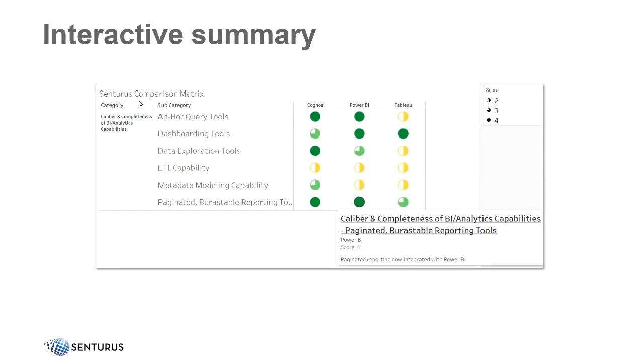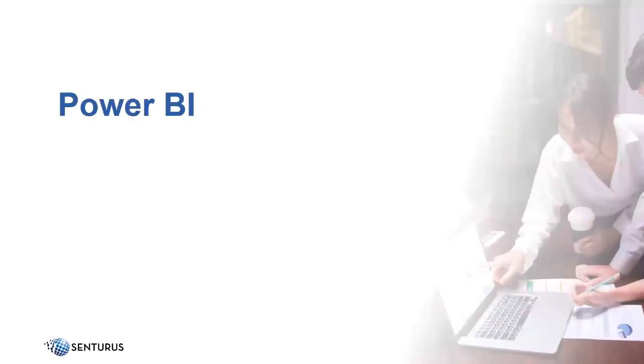And in here, you'll find different ratings, whether it's 2, 3, 4, what the capabilities are. So please go to the Senturus website. Again, there's a slide on it a little later on, and take a look at this matrix, because that'll help you with some bigger decisions. Let's start with Power BI.